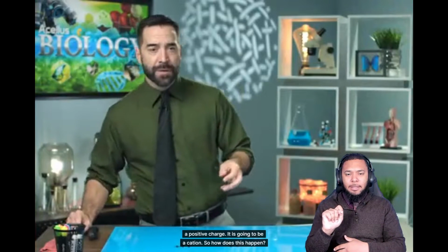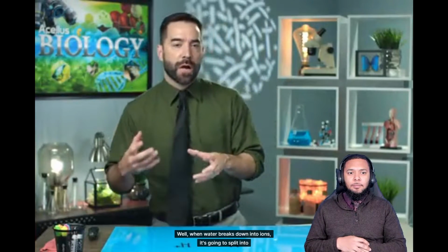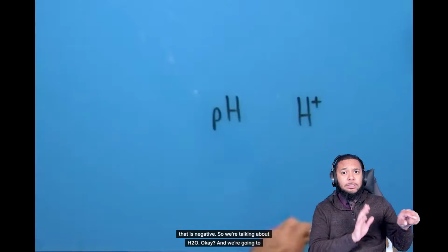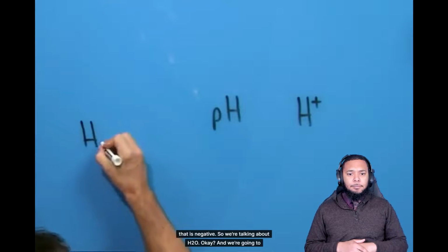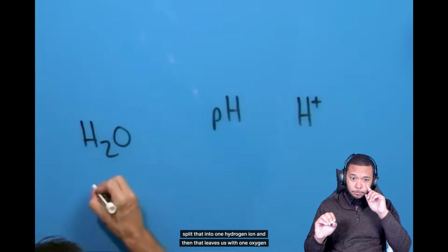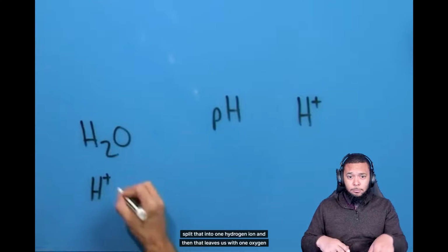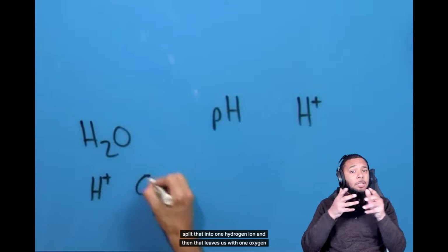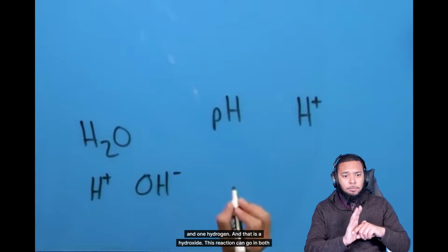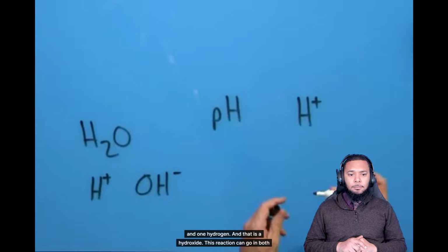So how does this happen? Well, when water breaks down into ions, it's going to split into a hydrogen ion that has a positive charge and a hydroxide ion that is negative. So we're talking about H2O, okay? We're going to split that into one hydrogen ion, and that leaves us with one oxygen and one hydrogen, and that is a hydroxide. This reaction can go in both directions, and as water does this, it changes the pH of a solution.